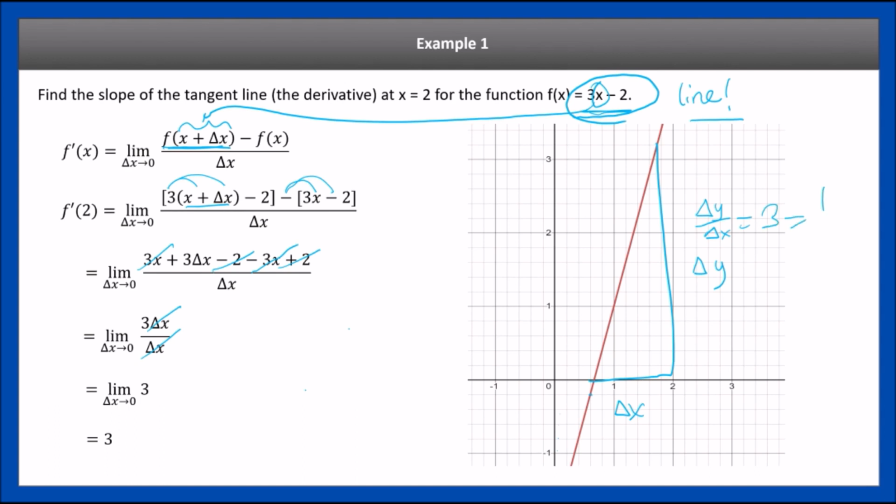But that's also equal to the derivative, right? The derivative is also 3. And if you think about it, that makes sense because the derivative is the same as the average rate of change because the slope is the same everywhere.